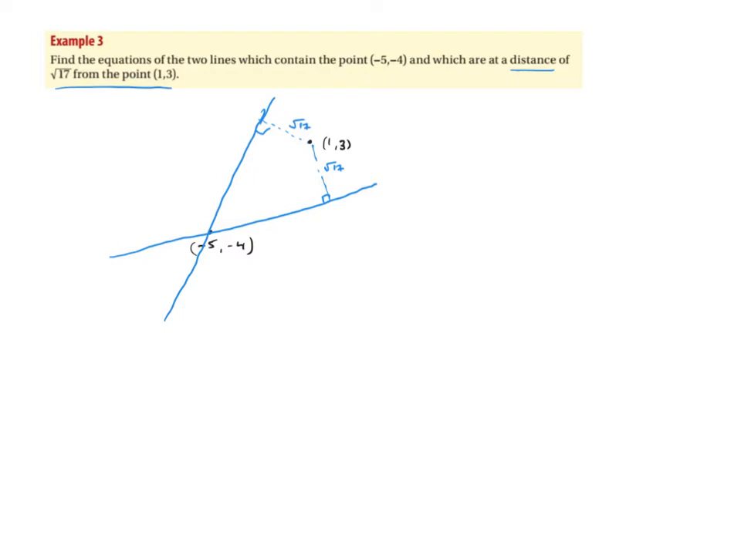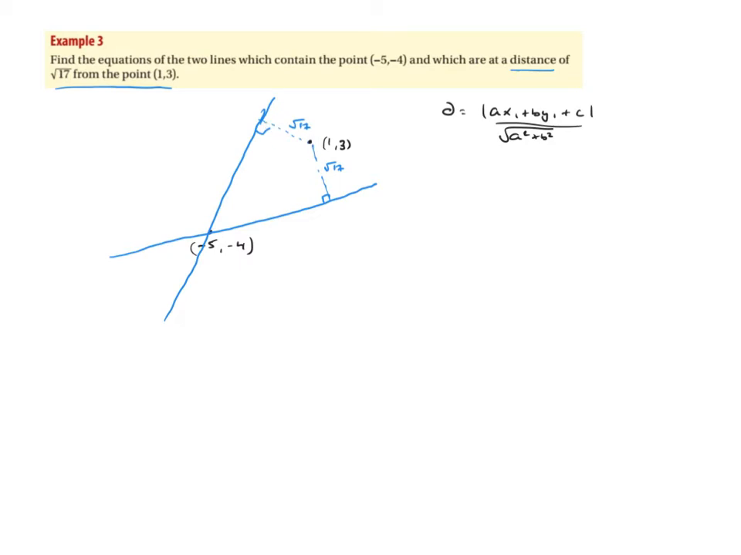So we know we're going to have to be using the perpendicular distance formula. We also know the perpendicular distance formula, if you can't remember it, d is equal to |ax1 plus by1 plus c| all over the square root of a squared plus b squared. So that's the formula we're going to be using. And hopefully you can see here that the only distance that we have is this distance here, which is the root 17 going from 1, 3.